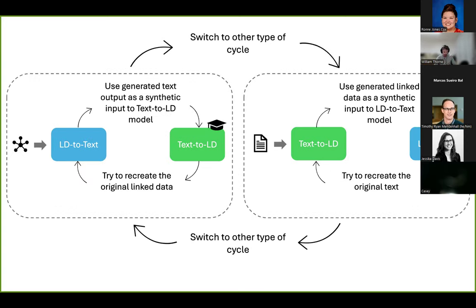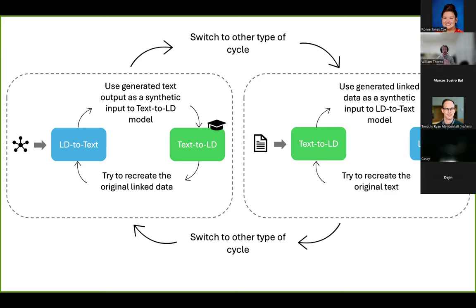But the loops do keep going. So between each cycle, you switch to the other type of cycle. And the main reason for doing that is that if one model gets too much better than the other, the other would basically collapse in training because it's not able to perform on the same level. So you do need to make sure that you're updating them as evenly as possible.